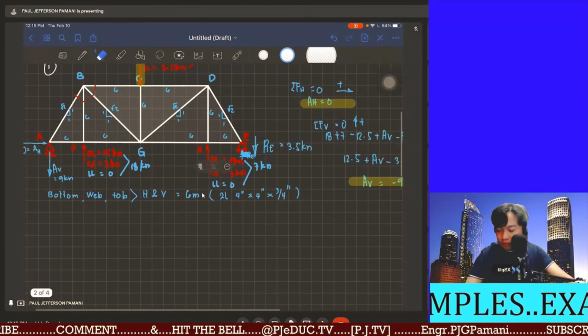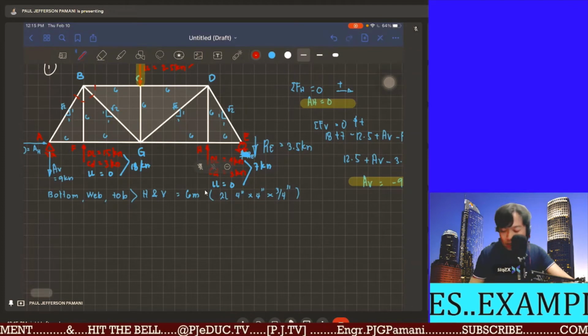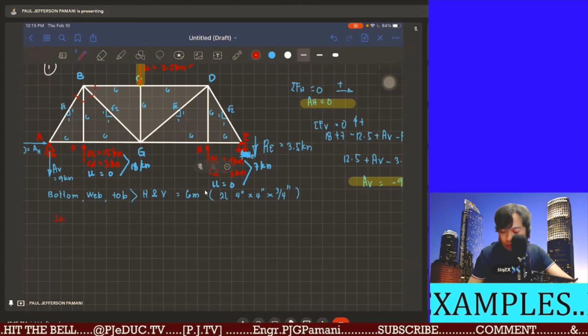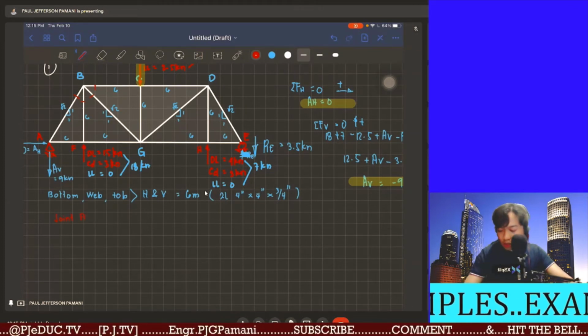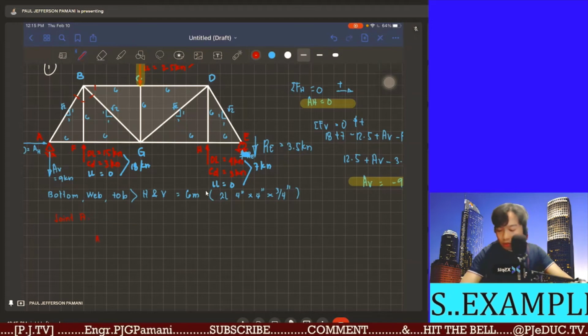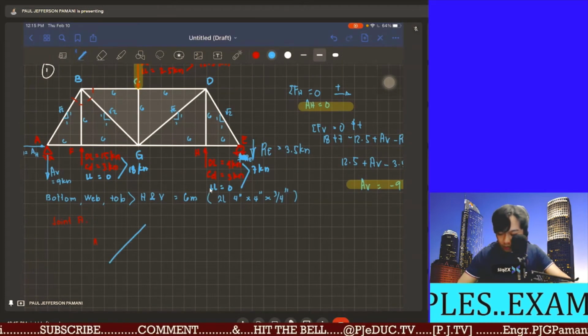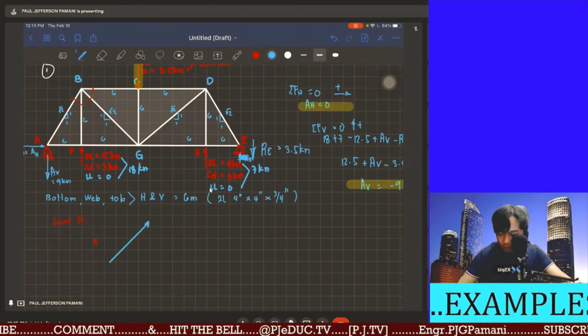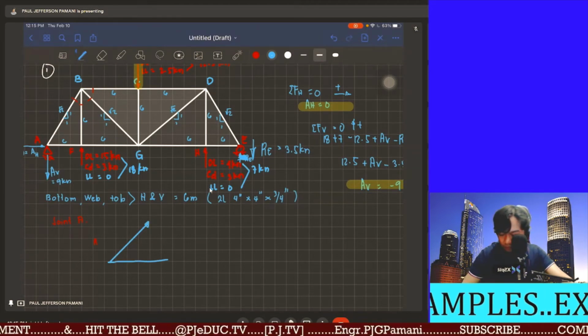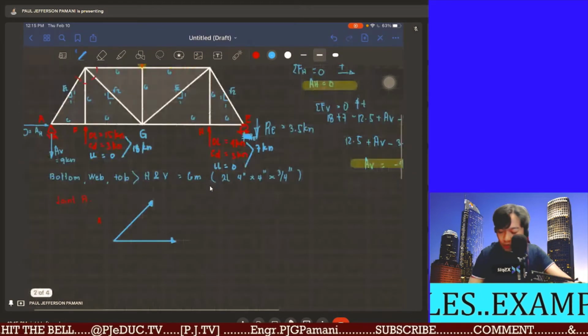Okay? So, let us consider joint A. At joint A, assuming all members are acting in tension. What are your members connected at joint A?